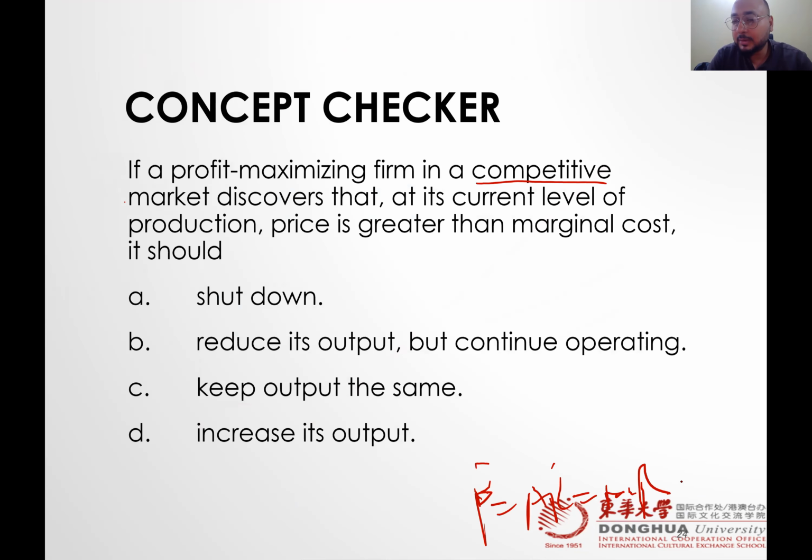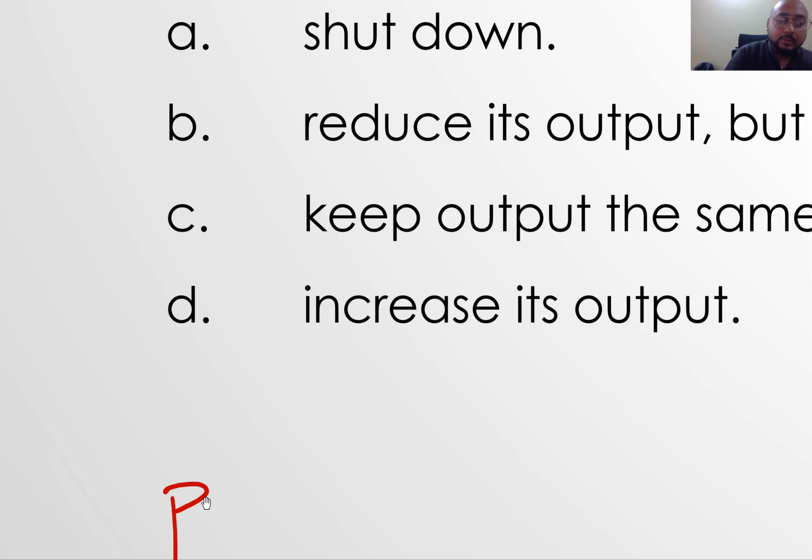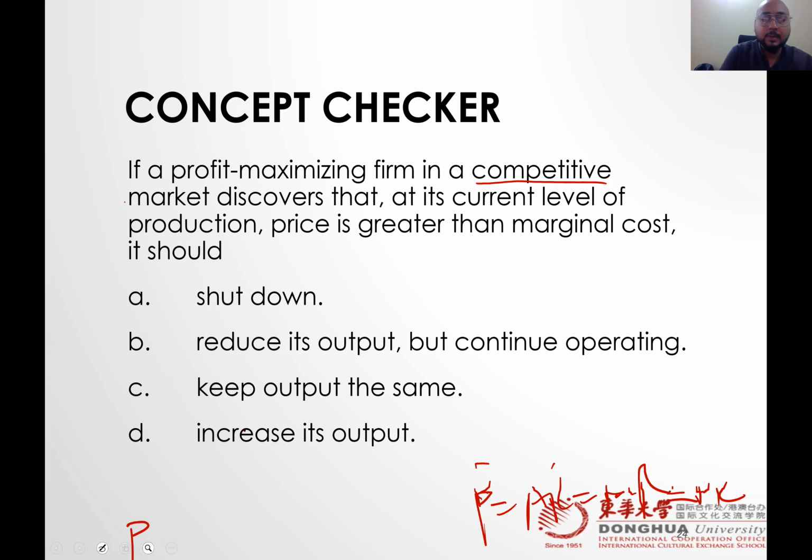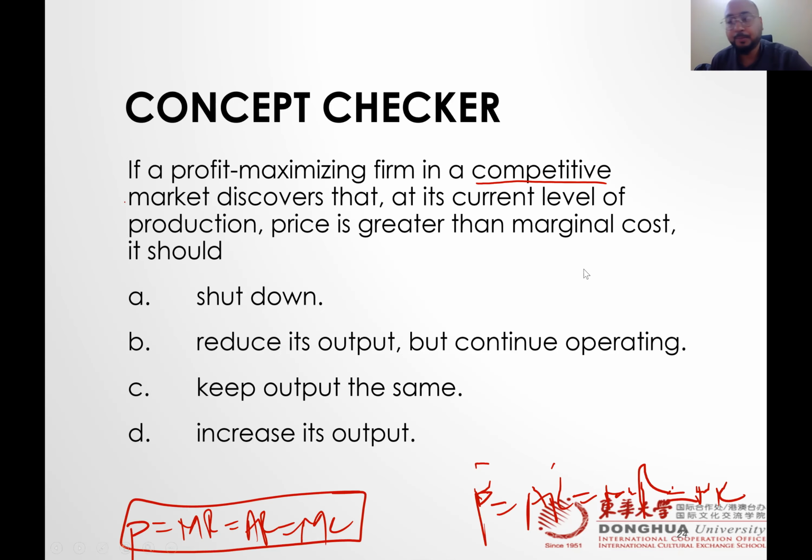And profit maximization is equal to MC, which means price is equal to MR is equal to AR is equal to MC. This is the profit maximization condition. Because MC is equal to MR and MR is equal to AR and AR is equal to price.